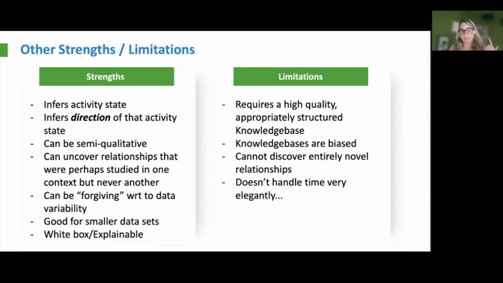And it's biased by what topics have gotten research funding, what people have decided to publish. People don't publish negative data, for example. It's biased also by what we, for example, at Solventa, decided to curate from that pool of knowledge that exists in PubMed, et cetera. And it actually cannot discover entirely novel relationships because it is constrained by that known knowledge base. And a complaint of mine would be that it actually doesn't handle temporal data very elegantly.